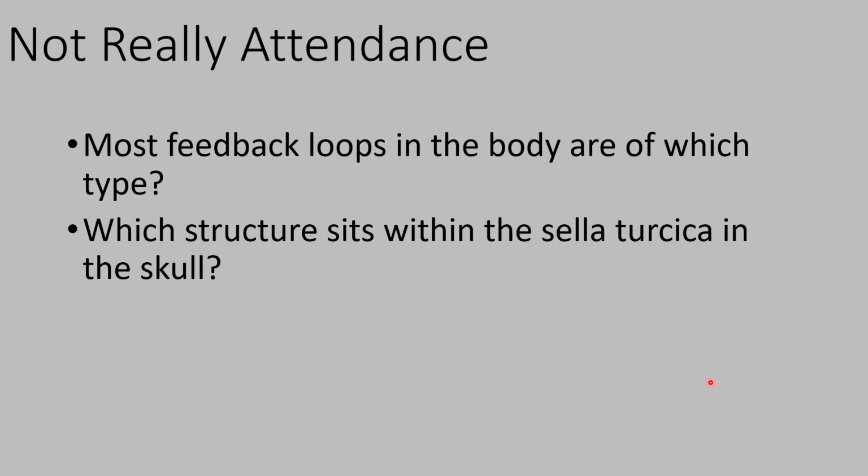And which structure sits within the sella turcica in the skull? Remember the sella turcica? That means Turkish saddle. It's that little saddle-looking structure inside the cranial cavity. And that is where the pituitary gland sits, which is what we're going to be talking about today and next lecture.